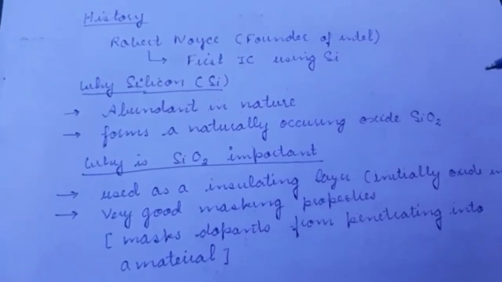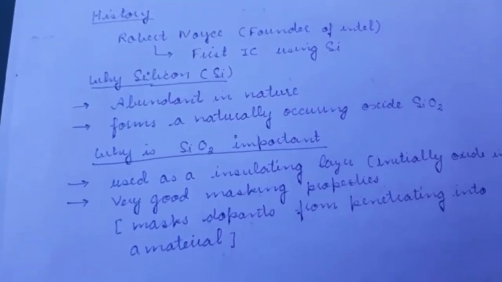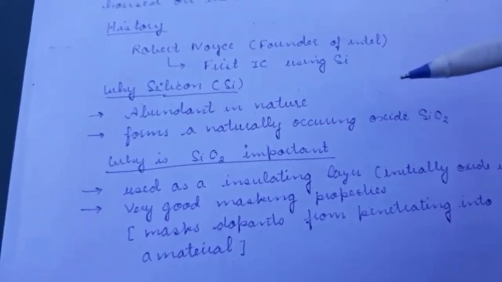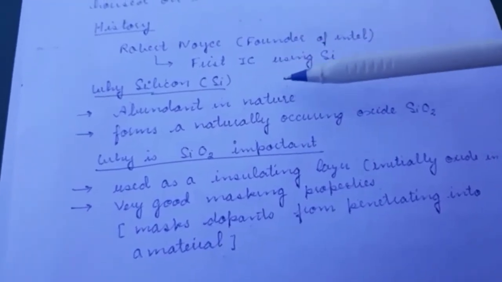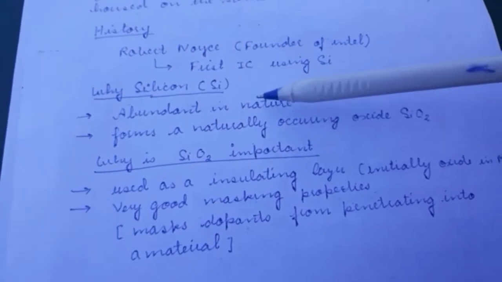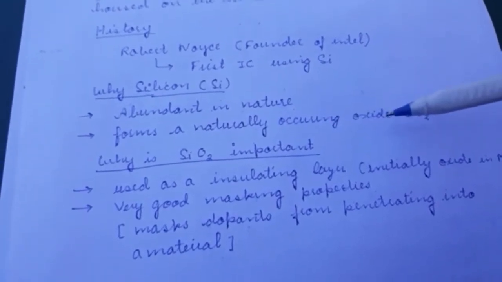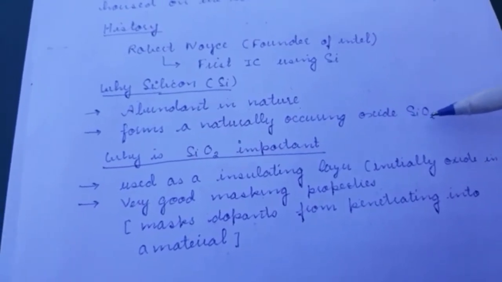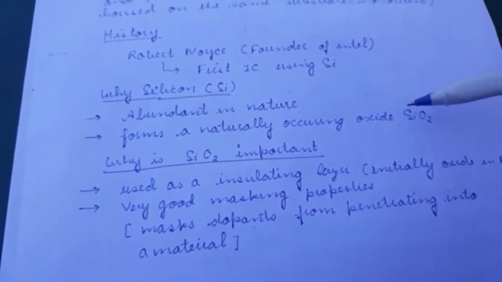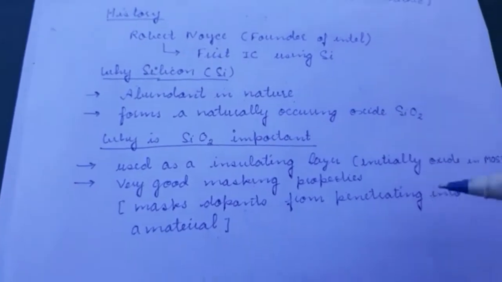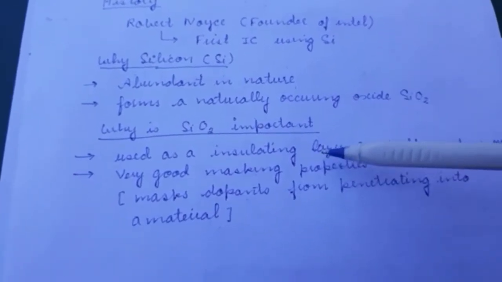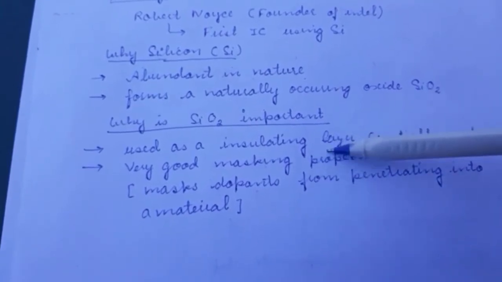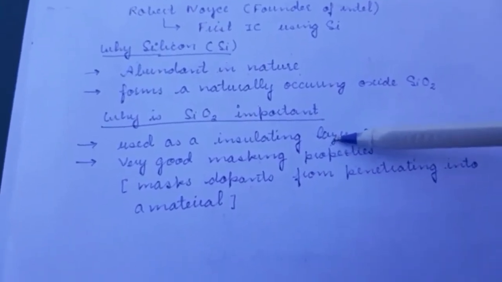So why is silicon used so prolifically in the IC industry, the integrated circuit industry? This is because it is abundant. Silicon is abundant in nature. And another advantage is it has a naturally occurring oxide, which is SiO2. And why is SiO2 so important? Because initially when IC fabrication was started, then in MOSFETs the insulating layer was made up of SiO2.